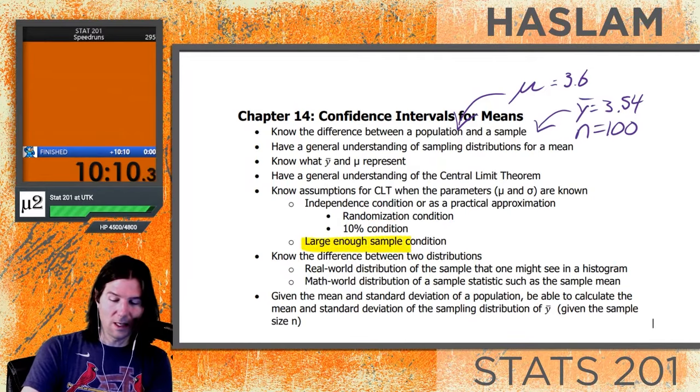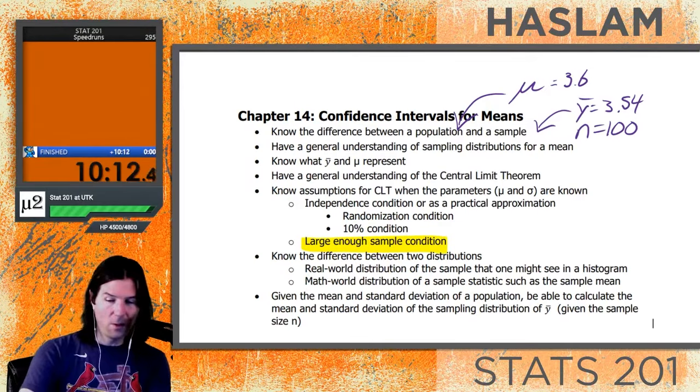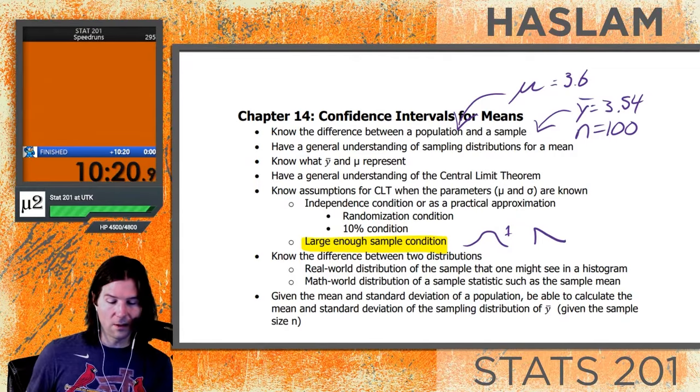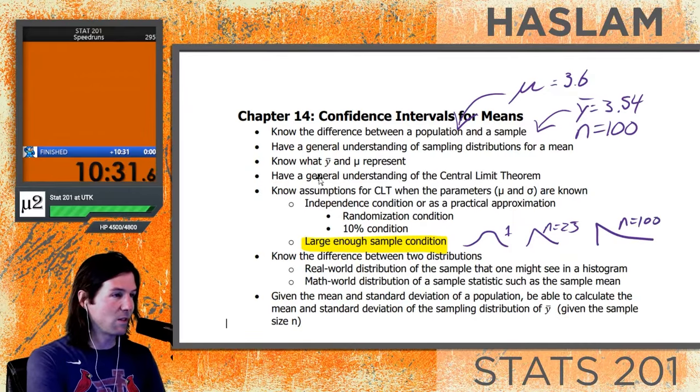The last condition right here, which is condition number 3, is going to be the large enough sample size condition. And what does this mean? Well, if we have a distribution that is normal, n only needs to be 1. If we have a distribution that is skewed, that looks a little heavily skewed right there, that's n equals 25. And just think about what large enough means. The way I think about large enough is that the sample size is large enough to counteract the skew.